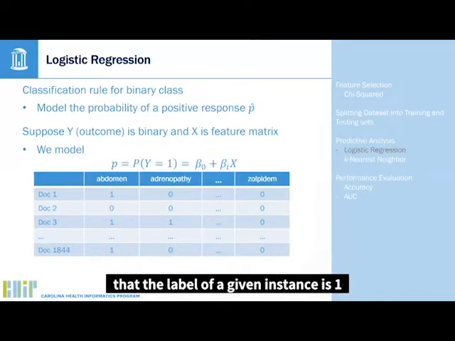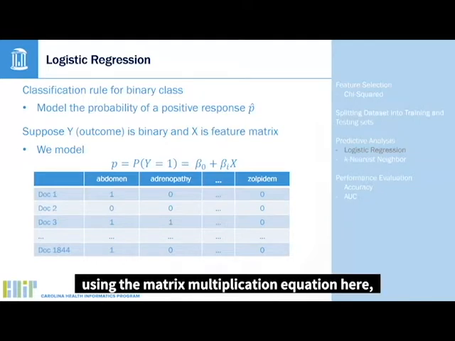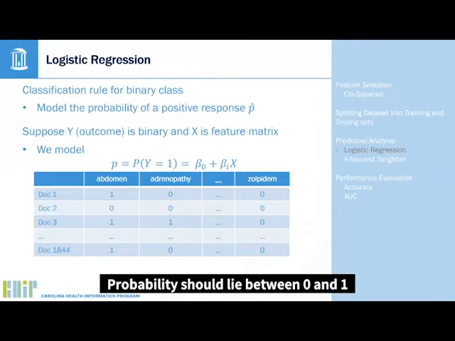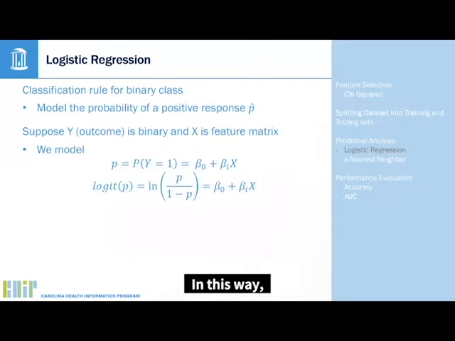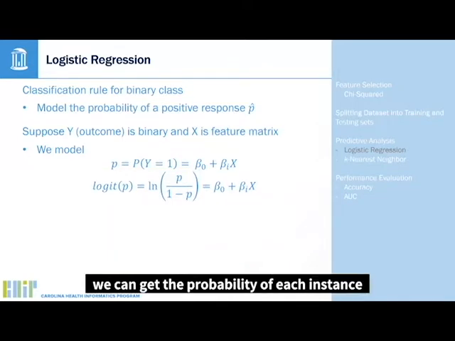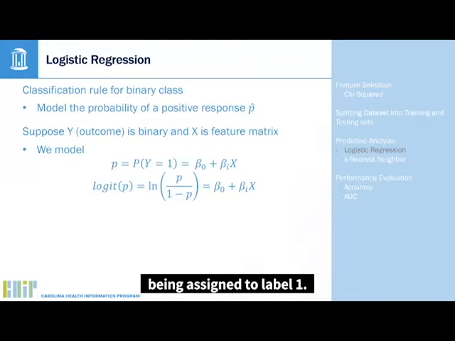Let's suppose that y is a binary outcome and x is a feature matrix, which will look like this. The probability that the label of a given instance is 1 can be calculated using the matrix multiplication equation here, where betas denote parameters we have to find. Probability should lie between 0 and 1, but this equation will often yield a value greater than 1 or less than 0. So we need to transform it into a logit form, which is represented like this. In this way, we can get the probability of each instance being assigned to label 1.